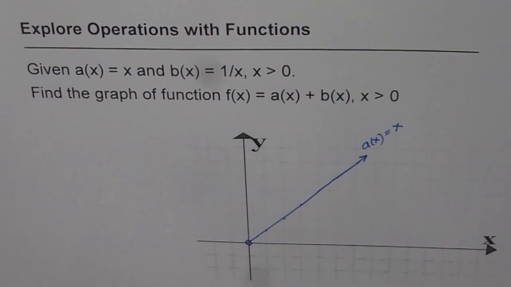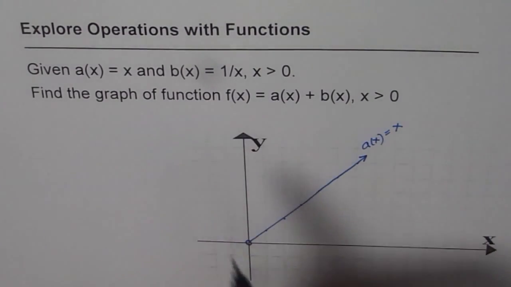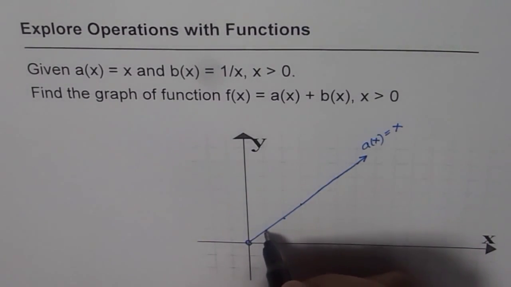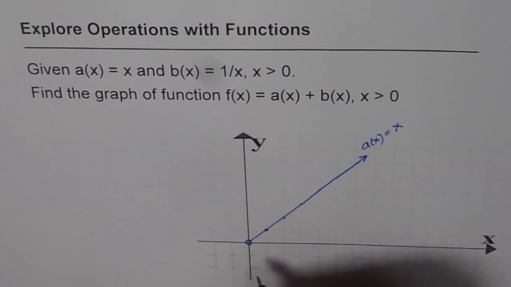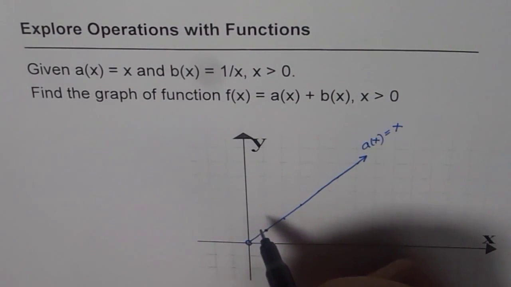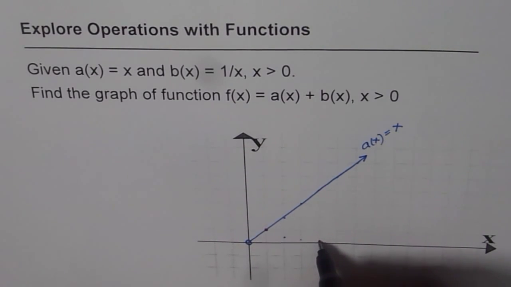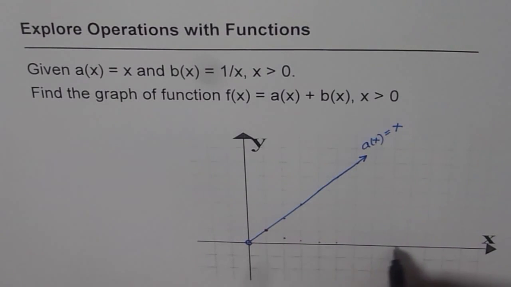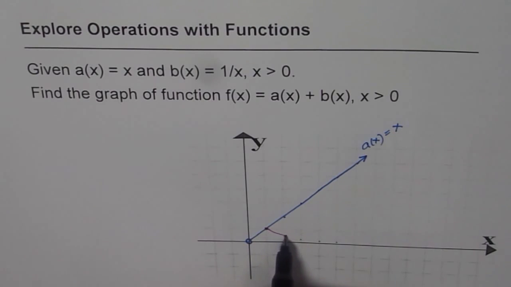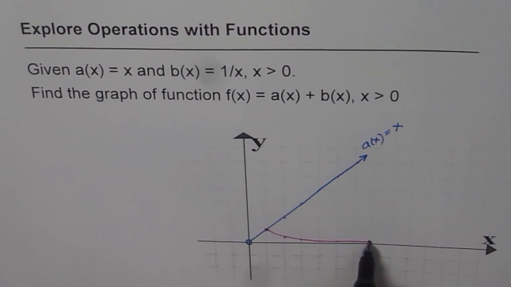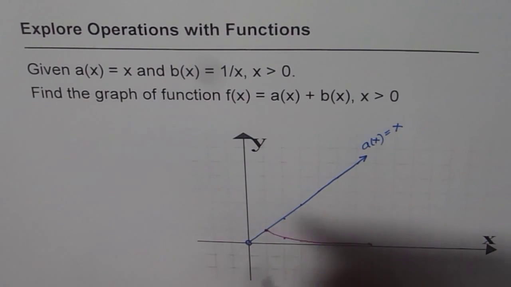Now let us sketch b of x, which is reciprocal function. So at x equals 1, 1 over 1 is 1. Now at x equals 2, the value will be half. At 3, it will be 1/3, then 1/4. So it is approaching 0 as we go on this side. So I can always connect these points and get my graph of 1 over x to the right of 1.